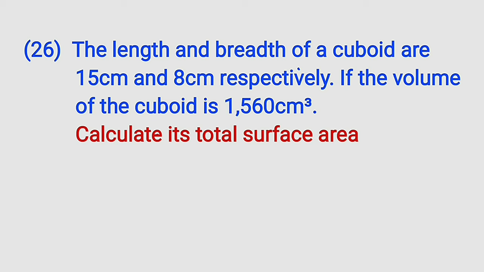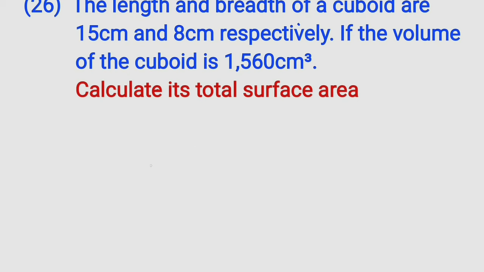And here is question number 26, which reads, the length and the breadth of a cuboid are 15 and 8 centimeters respectively. If the volume of the cuboid is given as 1560 cm cube, we are asked to calculate its total surface area. All right, to find the total surface area, we need all the side lengths. We are given the length, we are given the breadth, but we need the height. Therefore, we need to find the height.